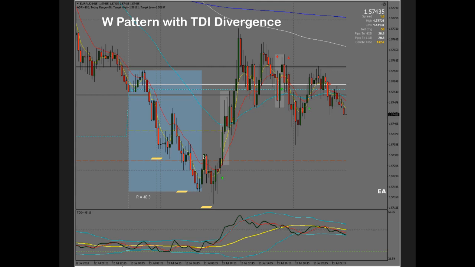Okay, we have a confirmed W that closed back above, confirmed first leg, closed below, and then closed back above again. This is our second leg confirmation. We have a 13 cross right here. A candle closed above the 13 EMA.